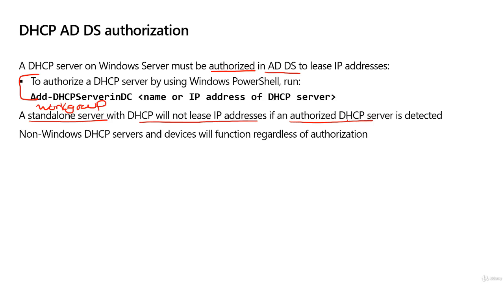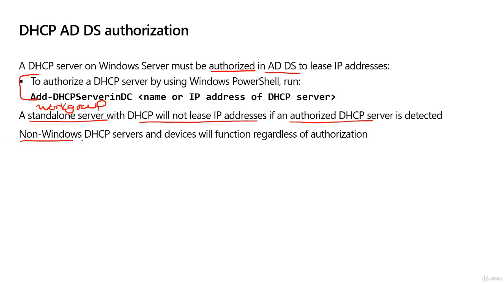So if you're on a network without a DHCP server, like a home network or something, and you just install Windows Server, configure DHCP, works great. If you have an Active Directory domain and an authorized DHCP server, your standalone will assume it's a rogue DHCP server and will never lease addresses, and there's nothing you can do about it other than join it to the domain and authorize it. Now, this only applies to Windows DHCP servers.